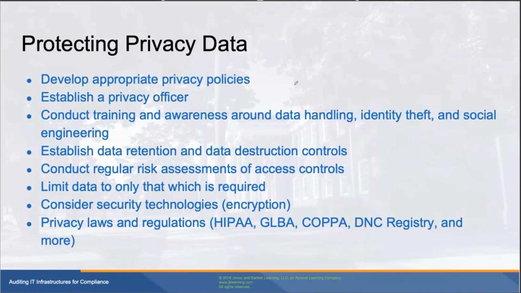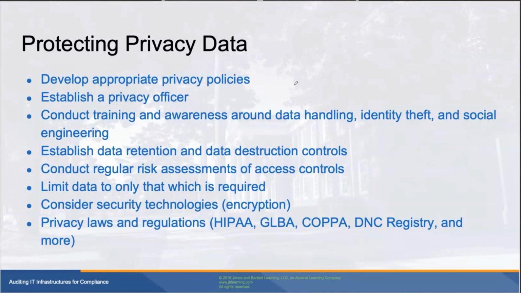After we have those policies and controls that we want to use to protect people's privacy, we're going to have to conduct training and awareness for our employees. Remember, people are always going to be the weakest link in your security because they're not going to follow these policies. We also need to have controls for data retention and data destruction. That would be like having those shred bins, so people can't go through your trash.